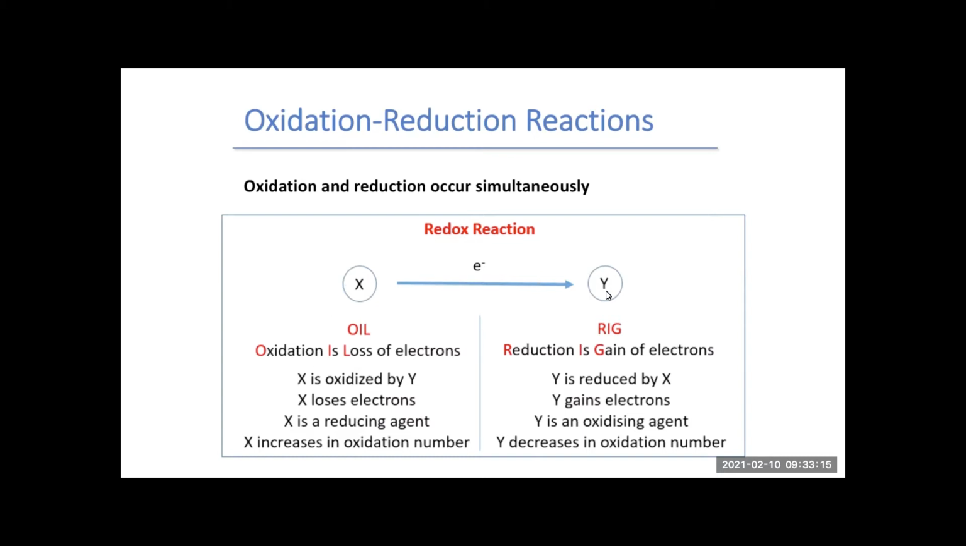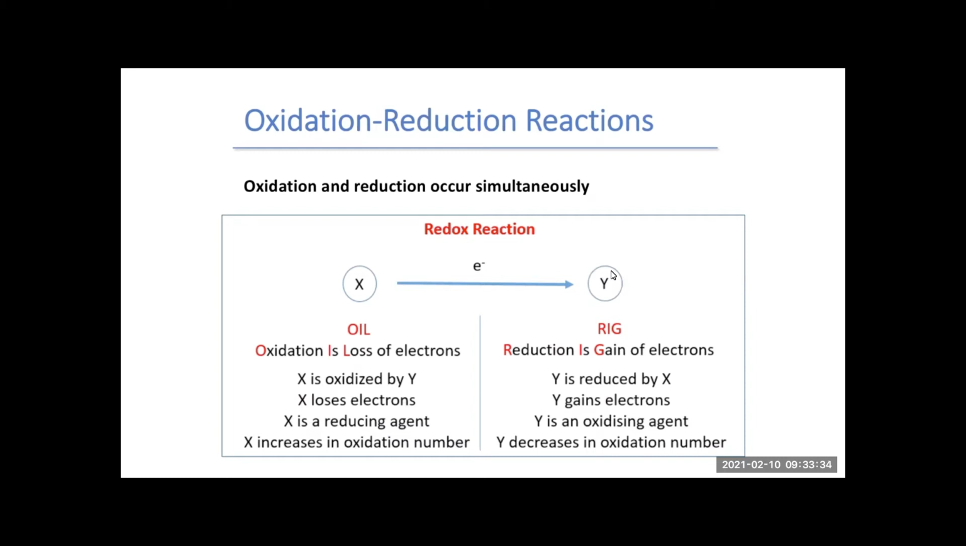So if we look at X going to Y, X is oxidized by Y. X is losing its electrons to Y. X is therefore a reducing agent. X will increase its oxidation number.